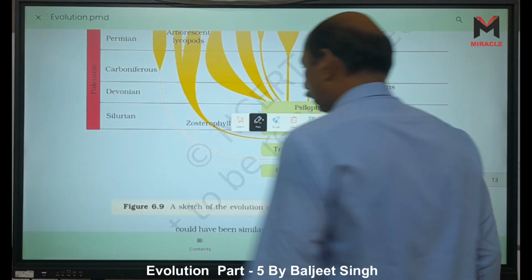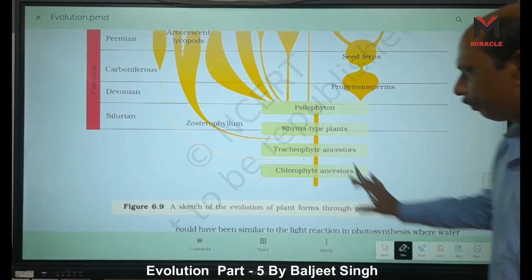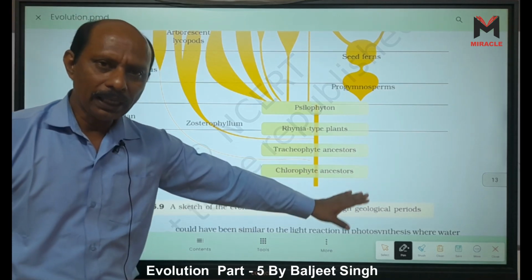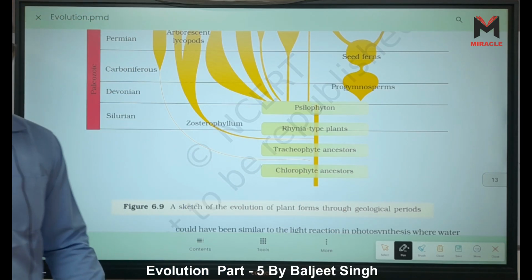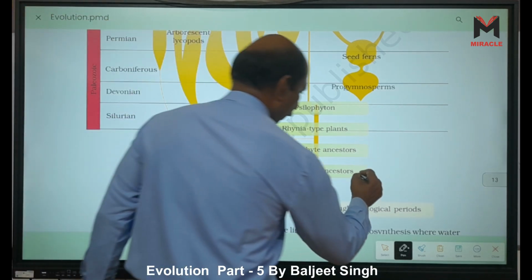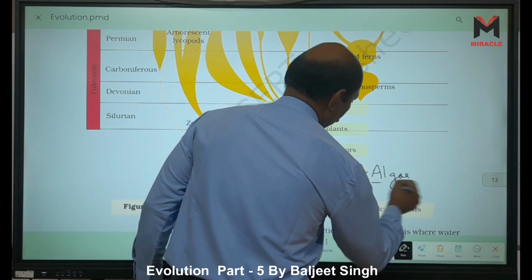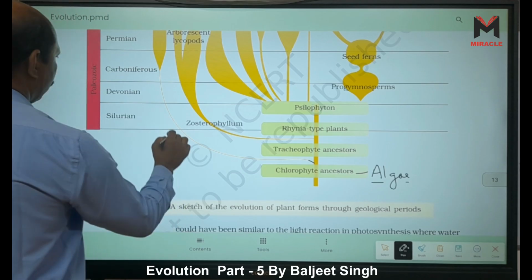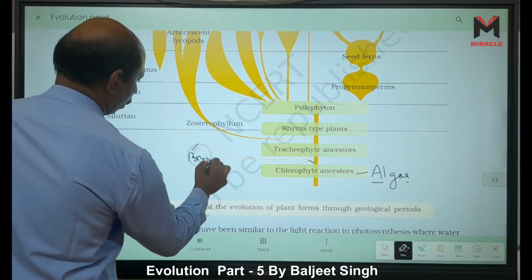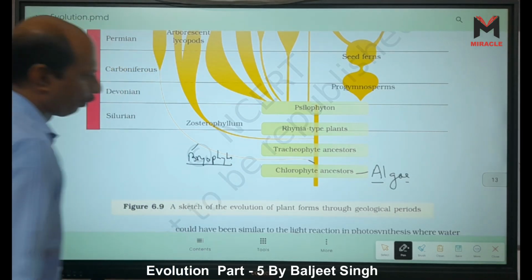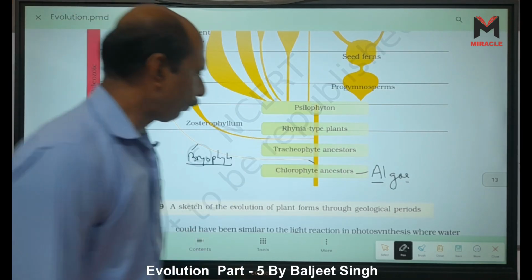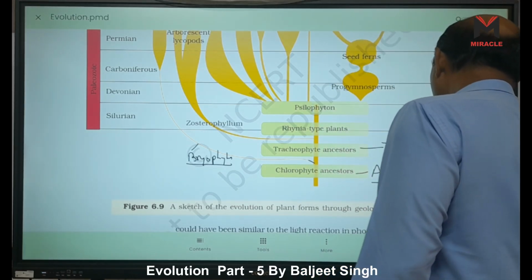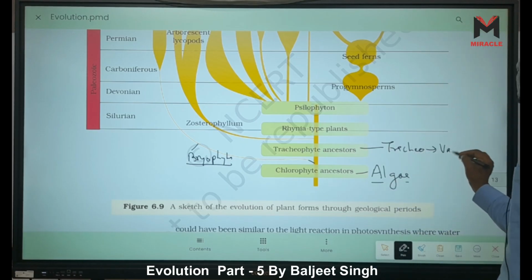Look in this figure, chlorophyte ancestors are there. Chlorophyte means what? Algae. These are chlorophyte algae, right? And after algae, what happens here? These are bryophytes, which evolved. Look here, chlorophyte and tracheophyte. Tracheo means what? It means vascular bundles.